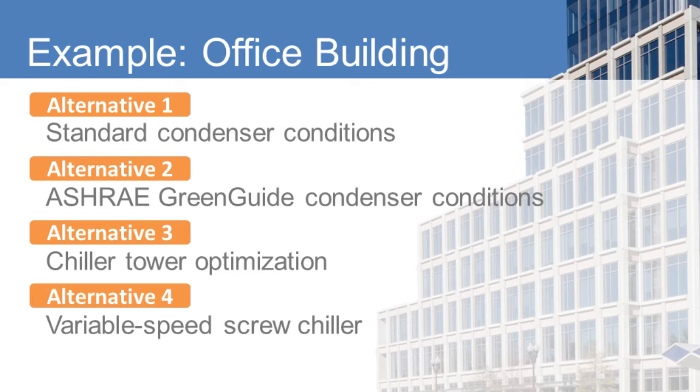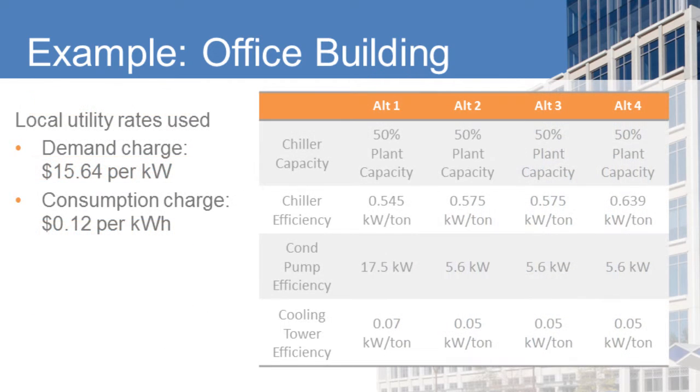The utility rate information that we will use for Nashville will be a demand charge of $15.64 per kW and a consumption charge of 12 cents per kilowatt hour. Make sure that you understand and input your local utility rates instead of using one of the default library members. Utility rate information can be very complex and you will not get a realistic life cycle cost analysis if you do not enter in the correct utility rate information.